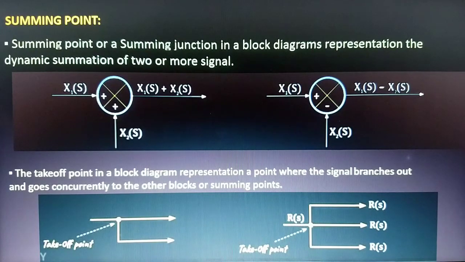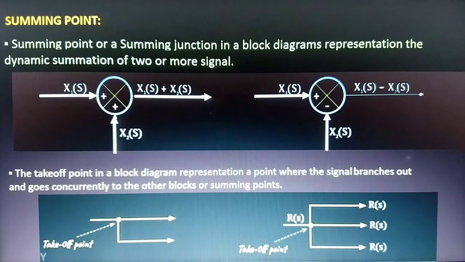If this signal is x1 of s and this signal is x2 of s, then the resultant signal will be x1 of s plus x2 of s. On the other side, if this signal is x1 of s and this signal is x2 of s, then the resultant signal will be x1 of s minus x2 of s. So the polarity plays a very important role here.